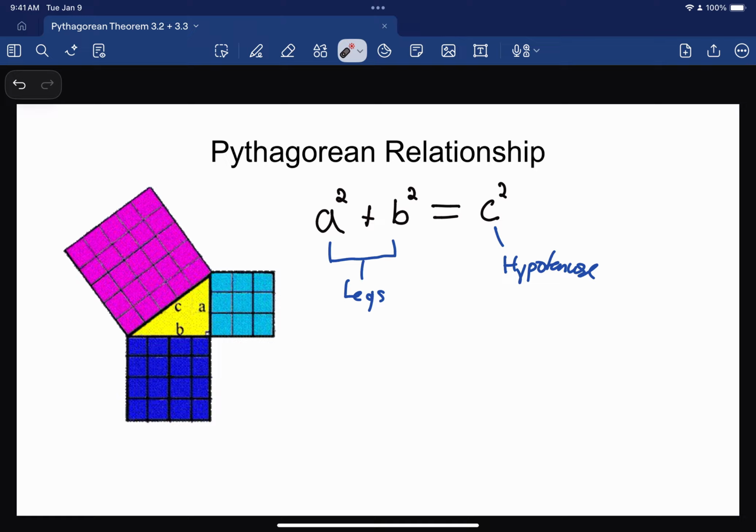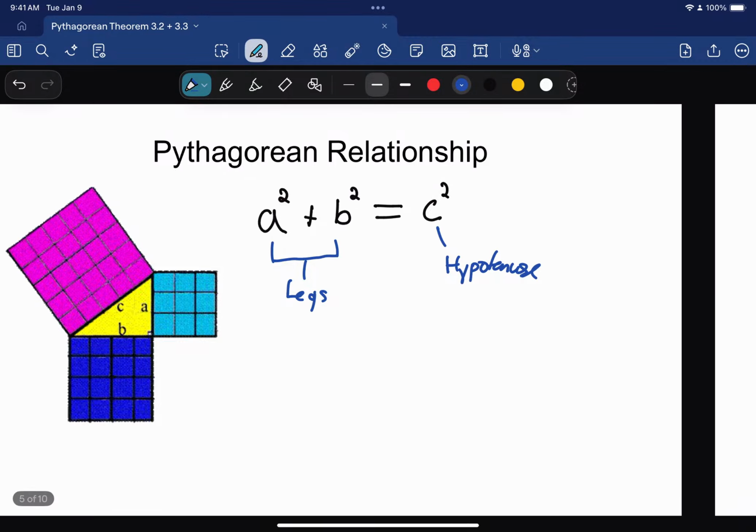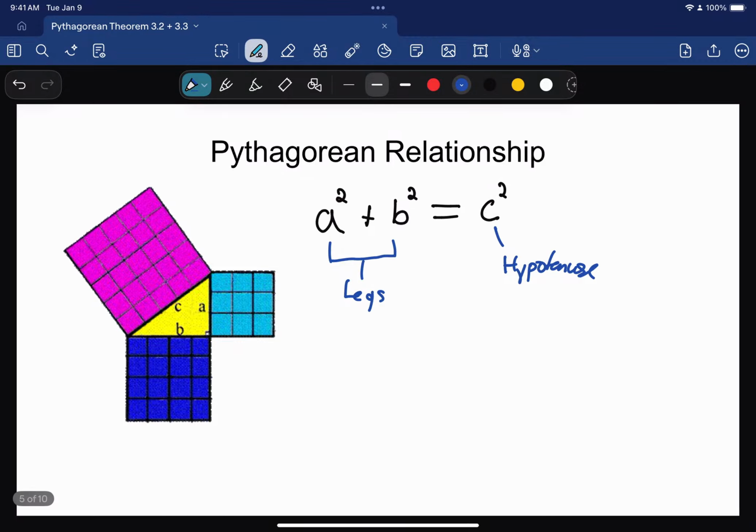So if we have ourselves a triangle, let's look into how we would solve some areas. If we knew the side length or the areas, we can see how we would solve. So this is essentially the relationship though. So write this down, make note of it. A squared plus b squared equals c squared.